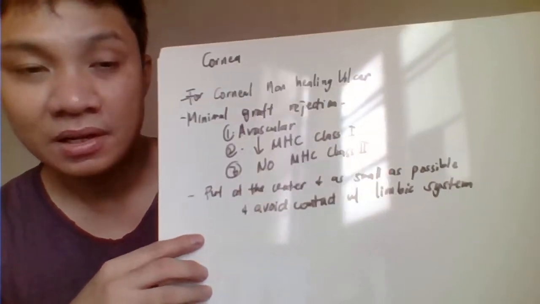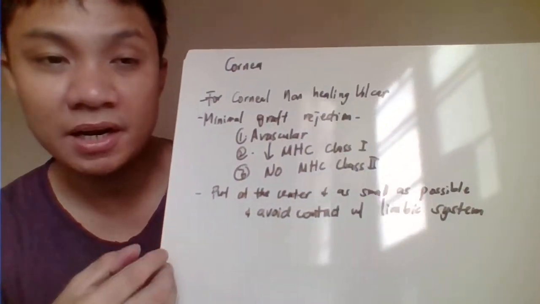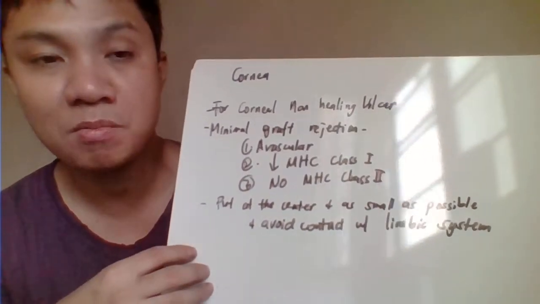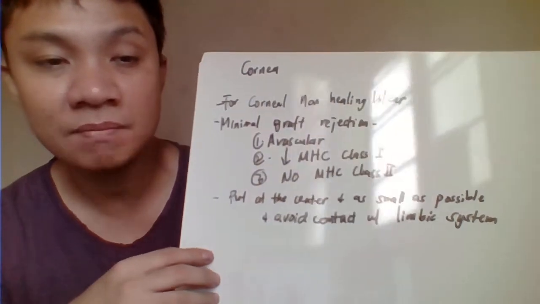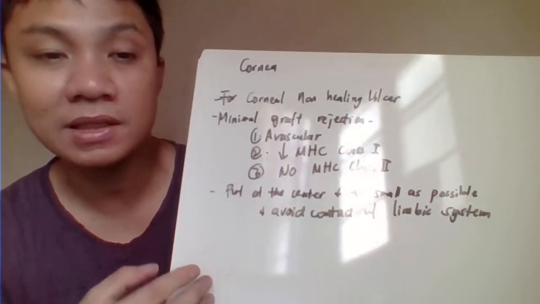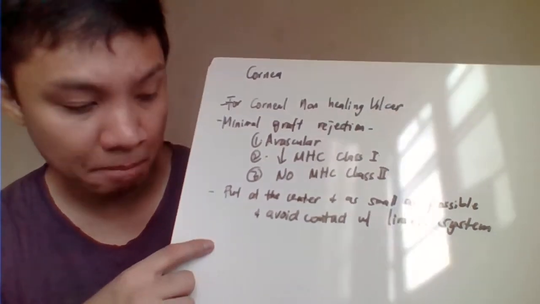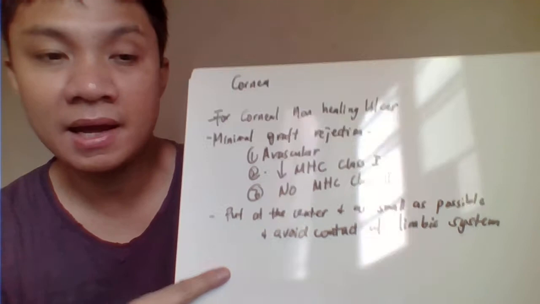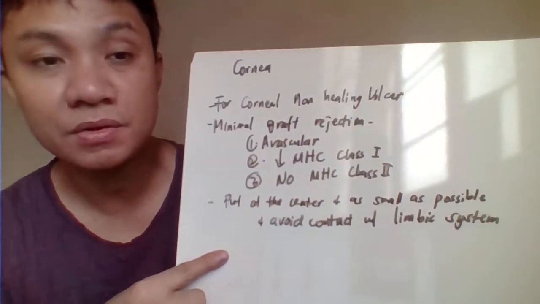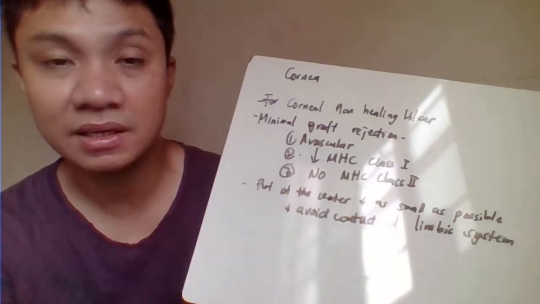Okay, so requirement for the corneal transplantation. So the smaller, the better here. And at the same time, we put it on the center of the eyes of the patient and prevent that one to be in contact with the limbic system, para hindi siya mag-contact sa ating vascular system. Okay, another one, the patient is not receiving immunosuppressive drugs because again, this one is less immunogenic.